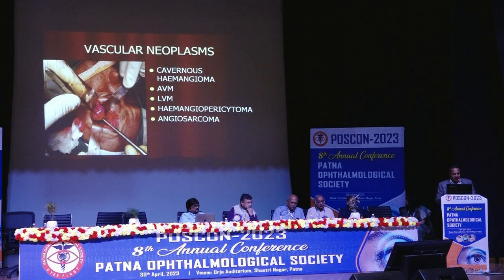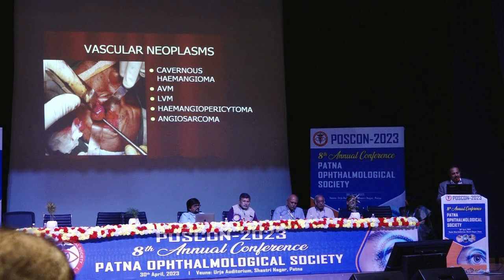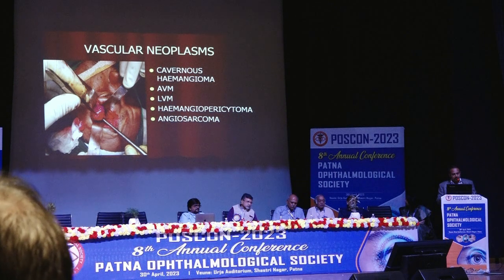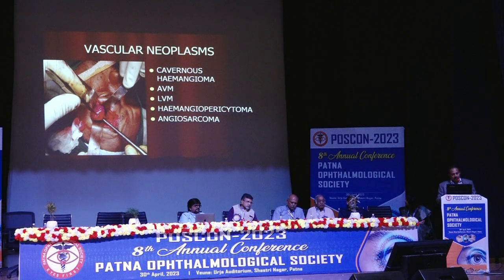Vascular neoplasms are another subset of tumors that's seen in an orbit clinic, and the commonest one is the cavernous hemangioma. Then we have the arteriovenous malformations, the lymphovenous malformations, and solitary fibrous tumor or the hemangiopericytoma, and then the malignant counterpart, which is fortunately rare, called the angiosarcoma. So this is just a depiction of a lateral orbitotomy being done for removal of a vascular cavernous hemangioma.